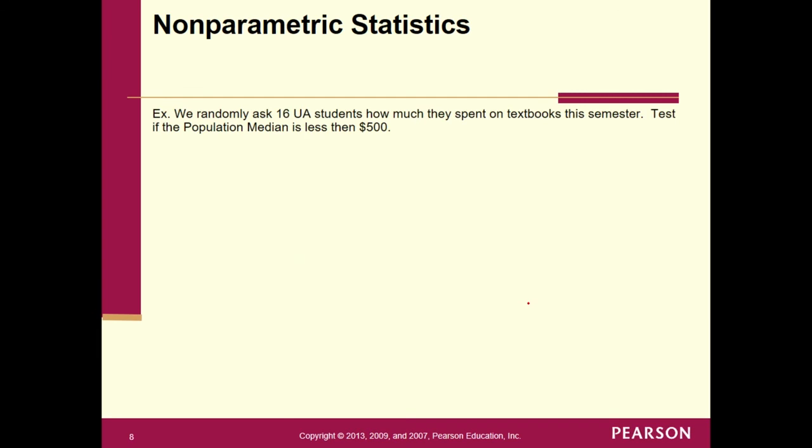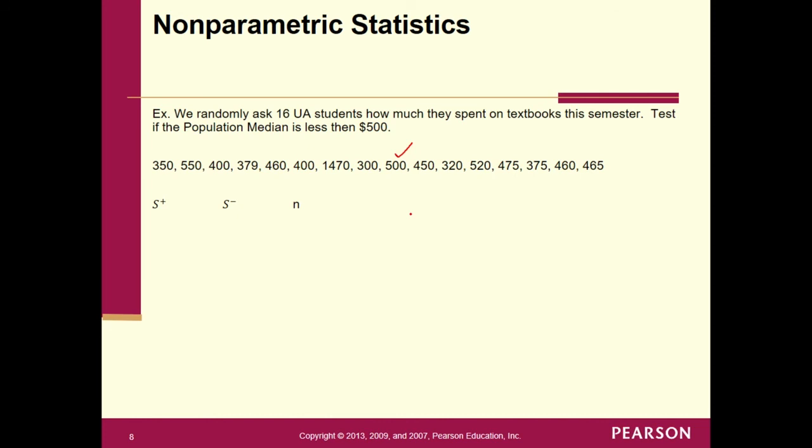So here's an example. We randomly asked 16 UA students how much they spend on textbooks this semester. Test if the population median is less than $500. So here's the data, all right? I want you to notice something here. There is one observation that is exactly 500, all right?